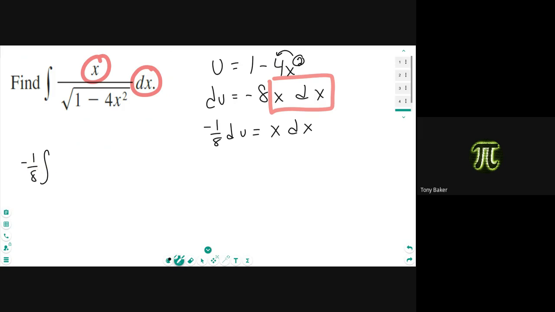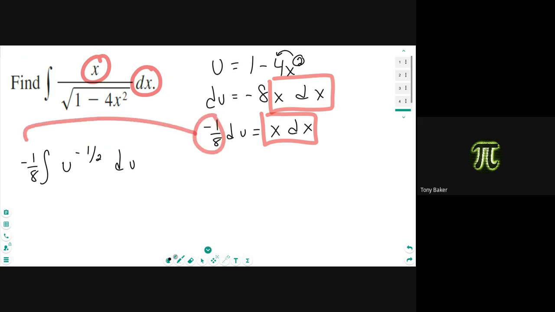So I could put the negative 1/8 right out in front. And I have u to the negative 1/2 power du, because that's gone. And that is out in front. That only works if it's not a variable. As long as it's just a constant, you can just pull it out.